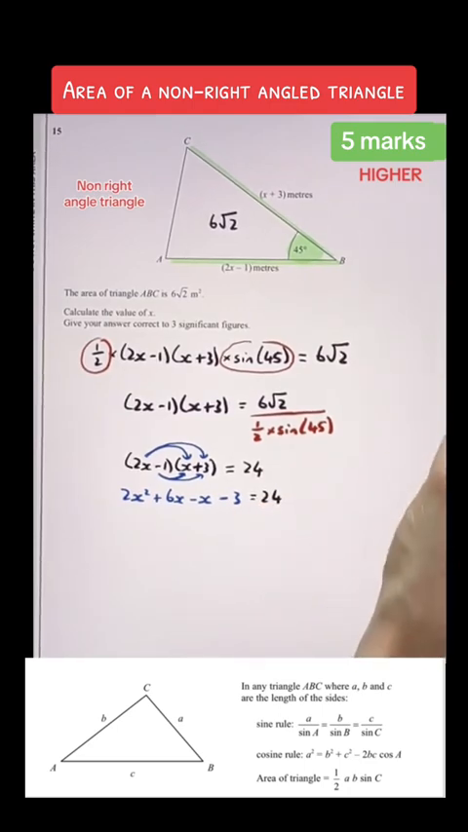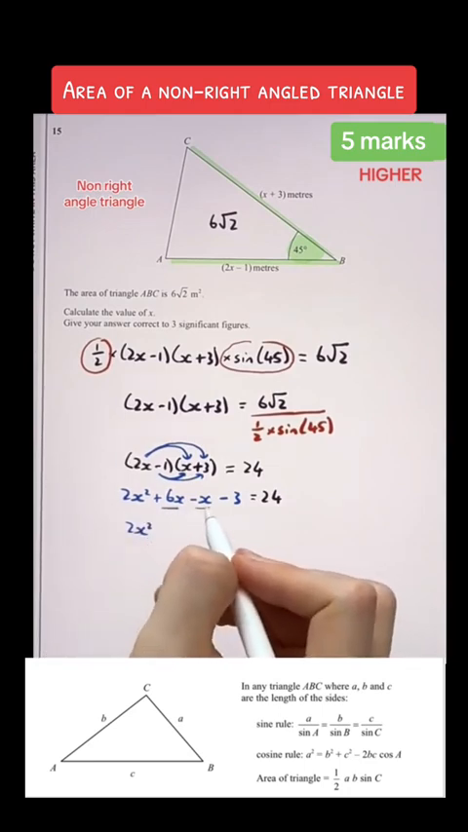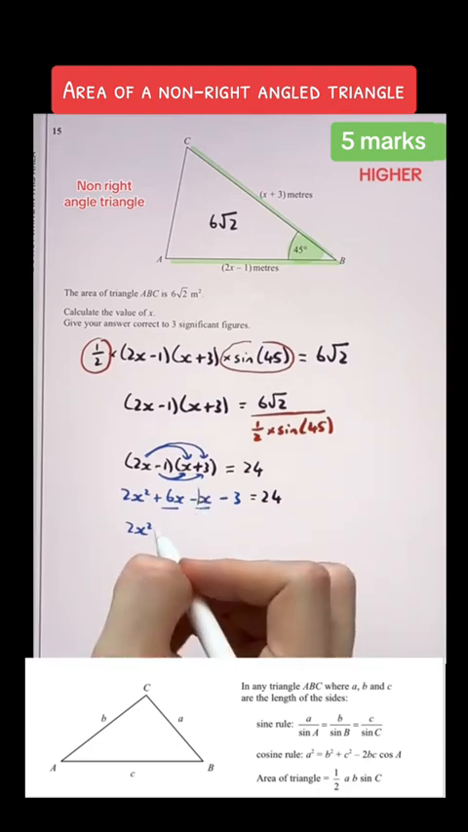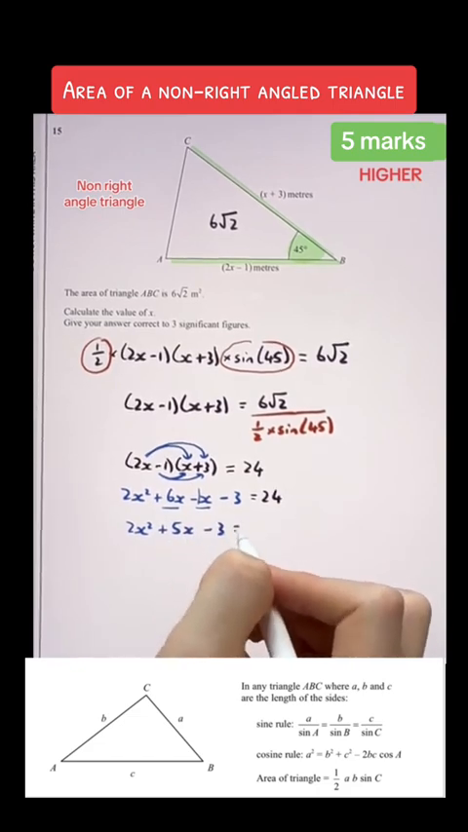Collecting like terms on the left-hand side, I've got 2x squared, and there is no other x squared term, so I'm going to write that down. I've got positive 6x subtract x. If there's no number in front of the letter, the number is 1. So 6x take away 1x will simplify to give us plus 5x. And I've still got negative 3, and that equals 24.